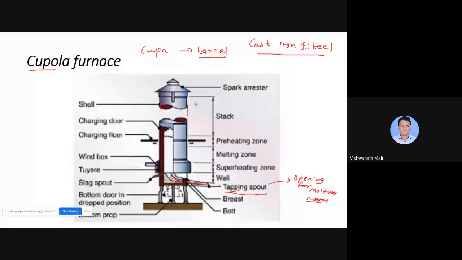There is also slag removal. Here you can see the slag spout. I will explain where we get the molten metal.